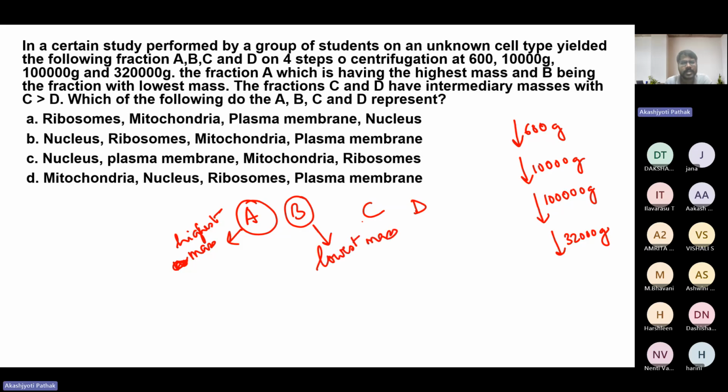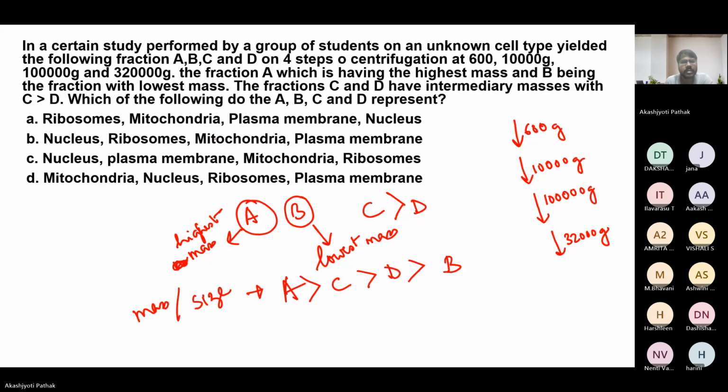What you have been asked in this question is that the fractions C and D have intermediary masses, with C greater than D. So A and B, then C, D. This is the order of the size or mass of these fractions. Now you have to answer what is A, what is B, what is C, what is D.